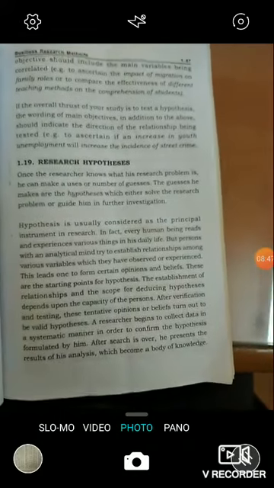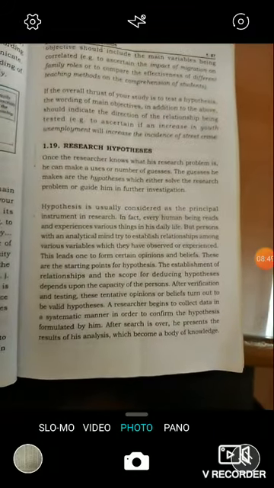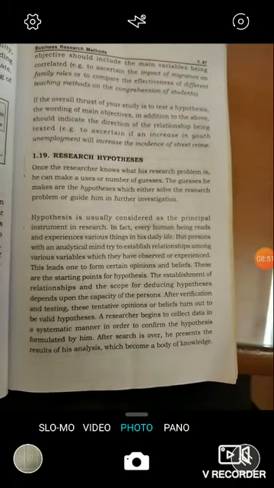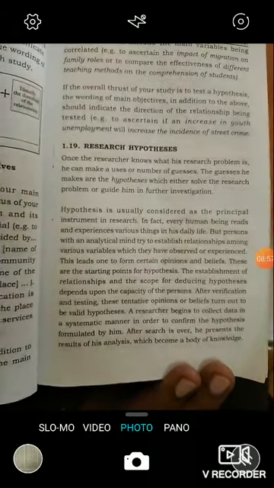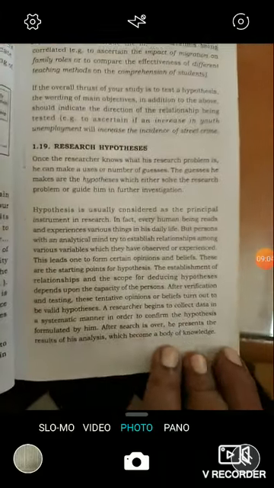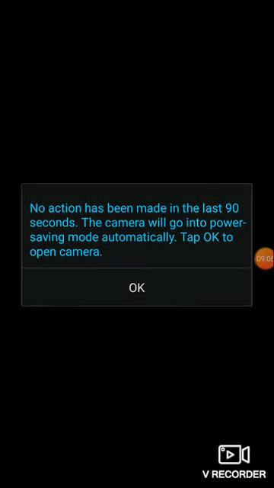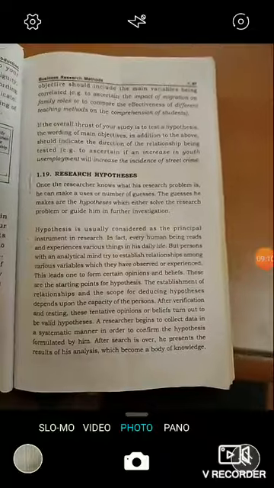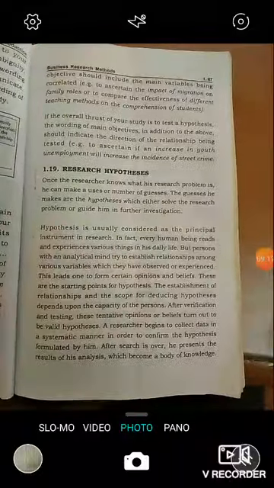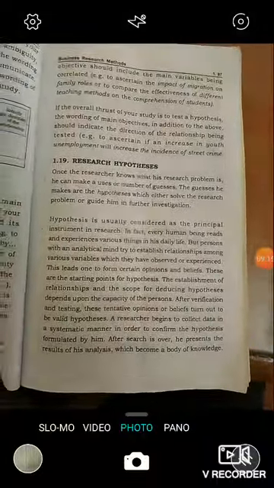Next, the hypothesis, which we know is a tentative statement. With this assumption we carry out our research work. That assumption is called a hypothesis. So hypotheses are tentative assumptions that we are going to prove or disprove at the end of the research process.